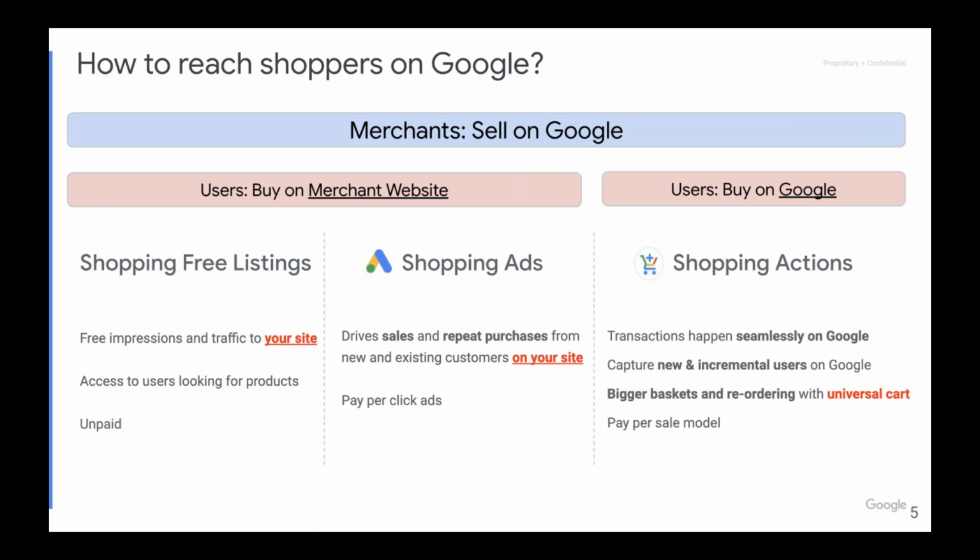Absolutely new. It's just been a couple of weeks since we've rolled this out. This is completely rolled out in the US. We do plan to expand this to most of the countries before end of the year. Now this, as the name suggests, is free listings. Merchants can actually get free impressions and free traffic to their website. And as the name suggests, it's absolutely unpaid, and gives access to users who are actually looking for products, right?